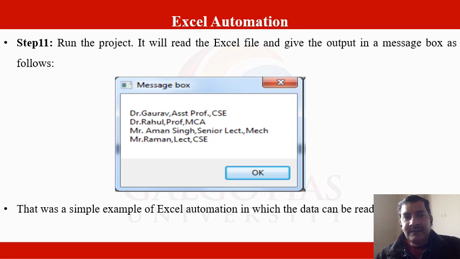And finally, step 11: when you run this project, it will read the Excel file and give the output in a message box as follows. This is what we have written in the Excel file. Each and every piece of information is written in this message box. That was a simple example of Excel automation in which the data can be read.